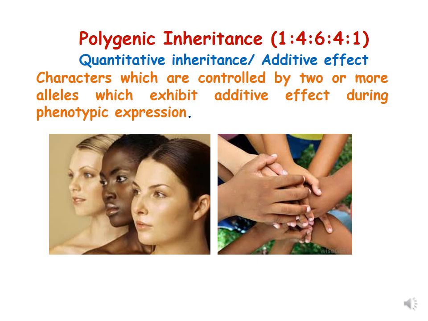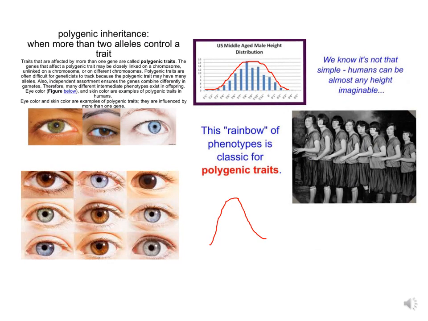There are several examples for polygenic inheritance. Here you can see skin color is an example, and eye color and height of the individual. When we obtain the progenies of these characters, then we get a bell-shaped graph and we find that extremes of phenotypes are less in number and the intermediates are largest in number. So we will understand it more in the next few slides.